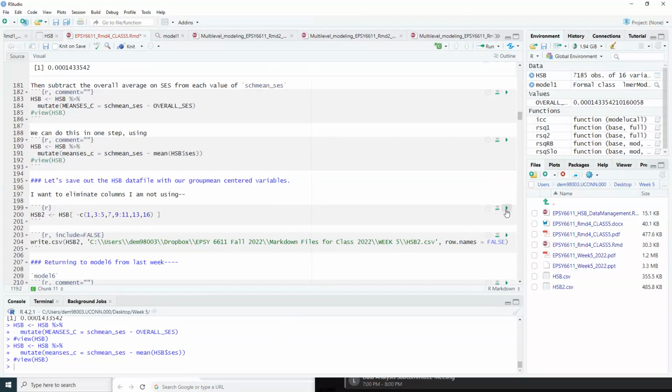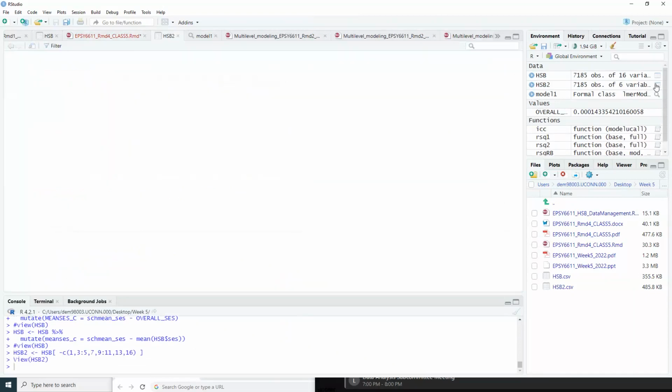I'm calling it HSV2. And it's going to be HSV minus, this means get rid of these columns. Think of it that way. And so I'm saying get rid of column 1, 3, 4, 5, 7, 9, 10, 11, 13, and 16. So I'm getting rid of all of those columns, just so I have a nice data frame. So let's go ahead and do that.